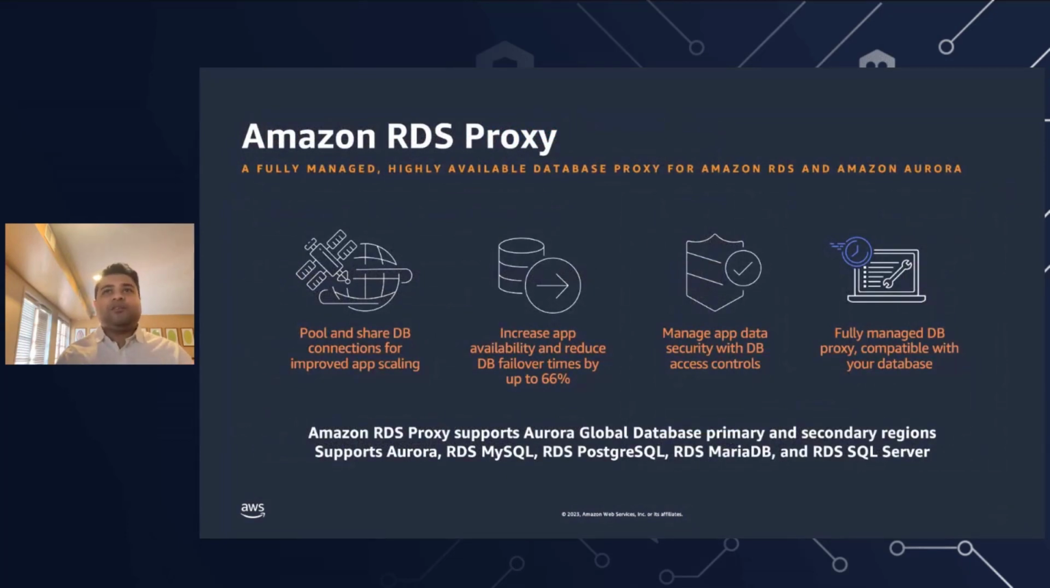Global Database also works with a breadth of features supported on RDS and Amazon Aurora, including Amazon RDS Proxy. RDS Proxy is a fully managed, highly available database proxy that works with RDS MySQL, RDS PostgreSQL, MariaDB, SQL Server, and Amazon Aurora. RDS Proxy provides you 3 key benefits.